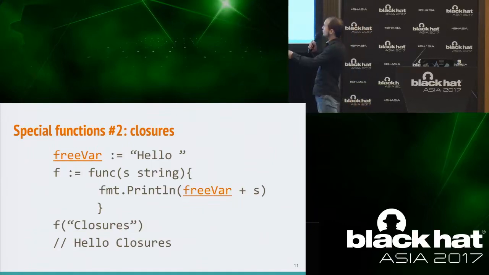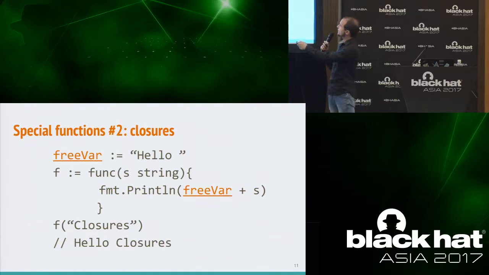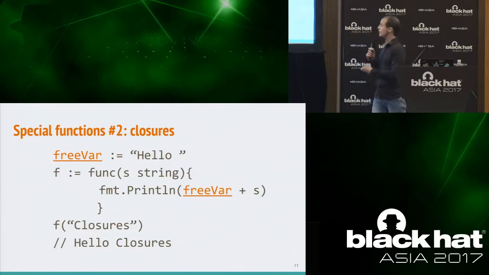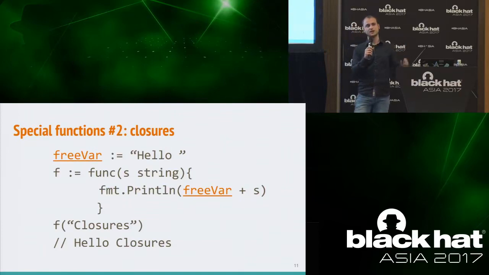And if I call this function, which is called f, and I give it the argument closures, it prints hello closures because it kept the reference to that variable that will survive until the garbage collector notices that you're not using either that variable or the function itself anymore. So there is a dependency graph inside the garbage collector that keeps track of all the references to the variables, even if they are inside a lambda.